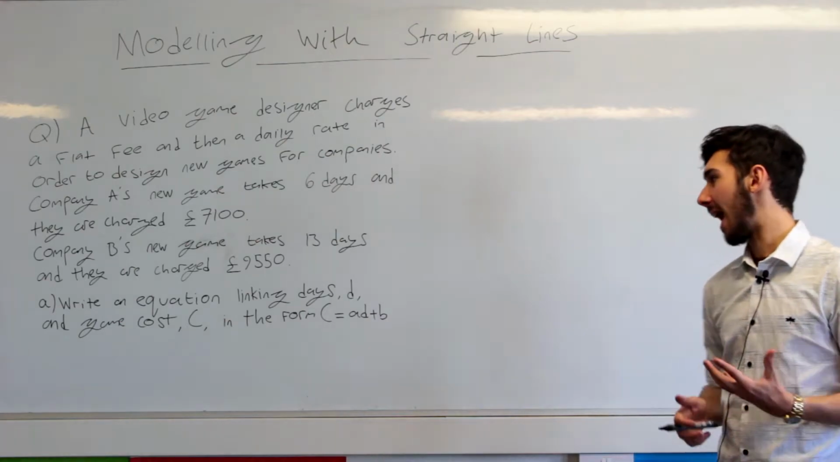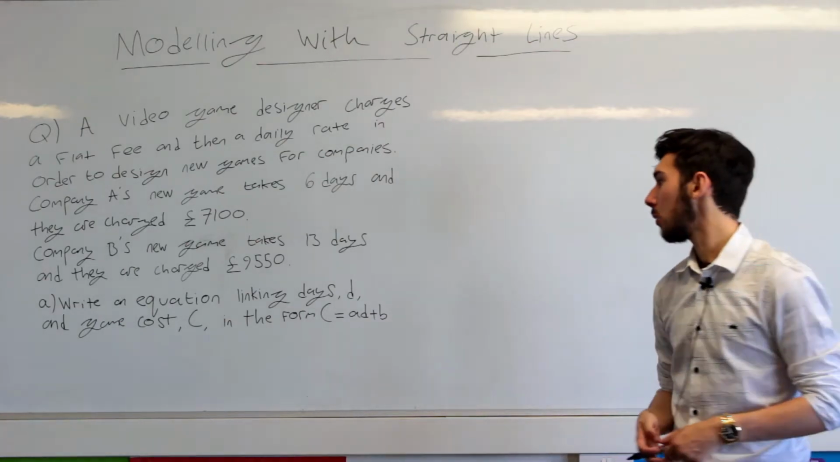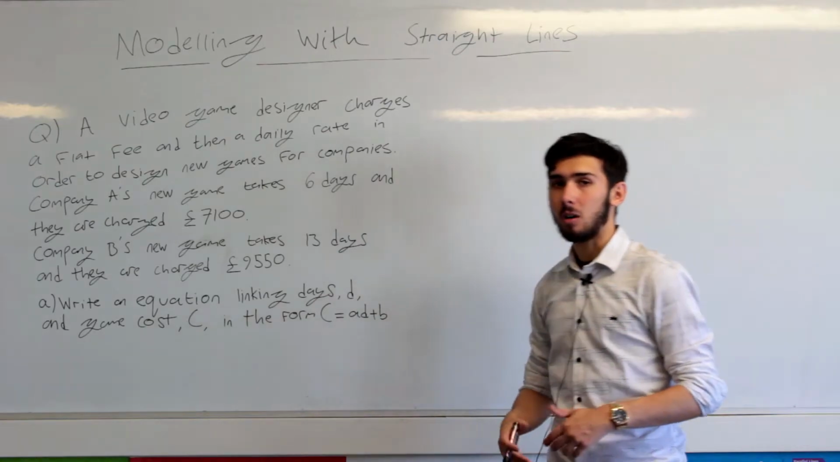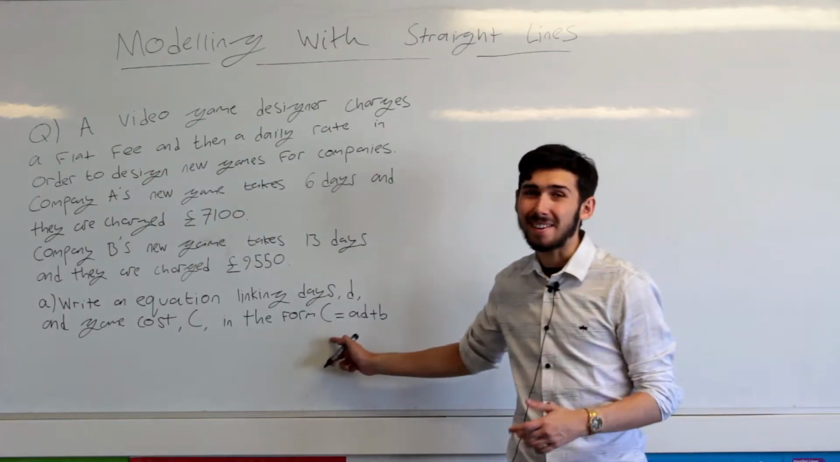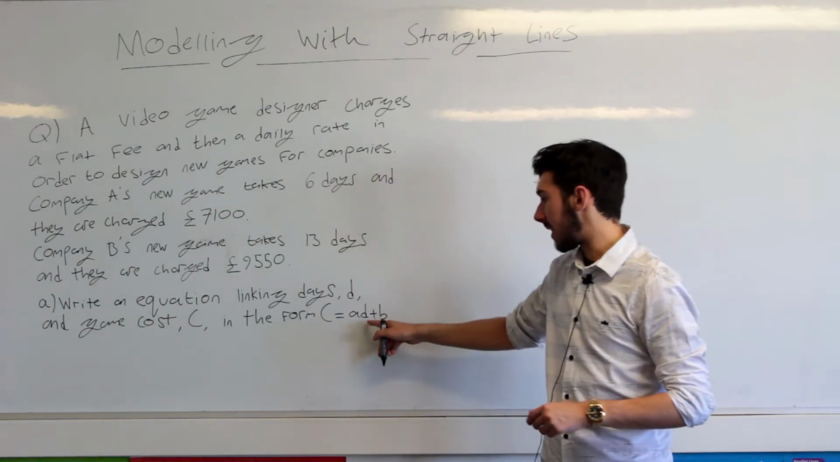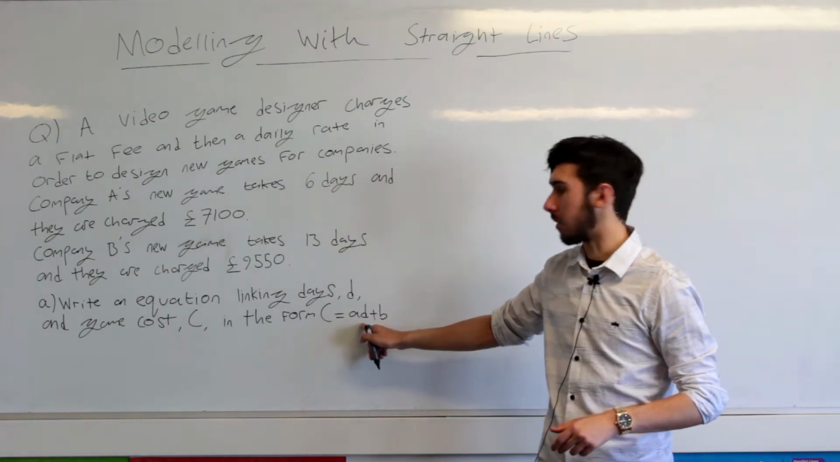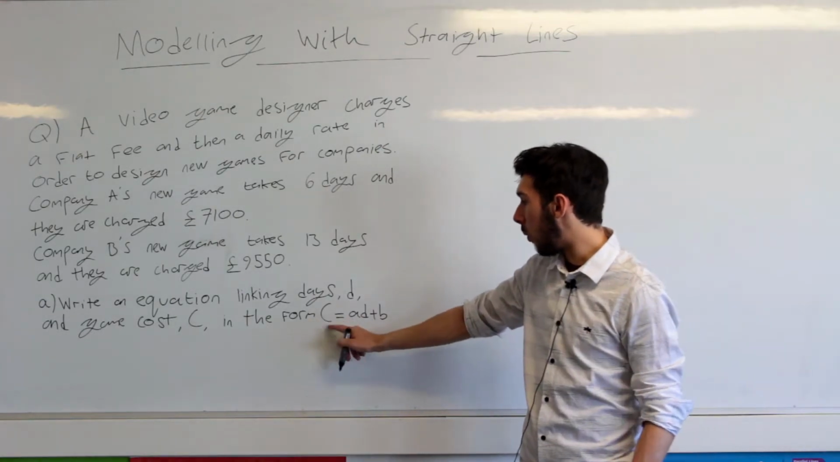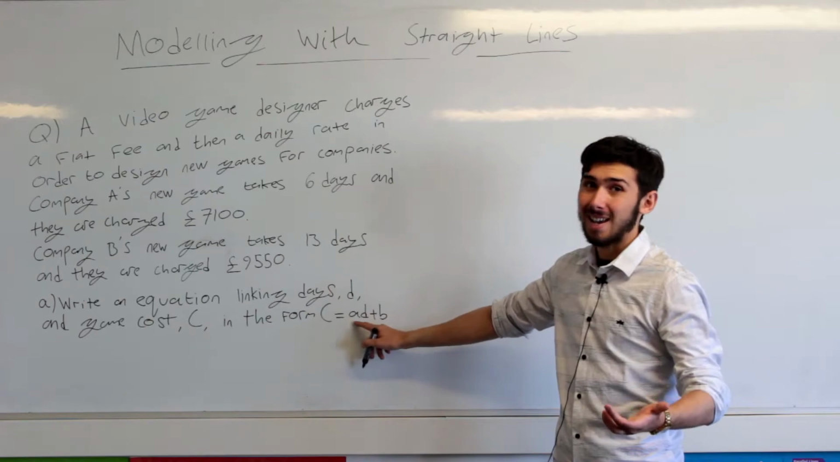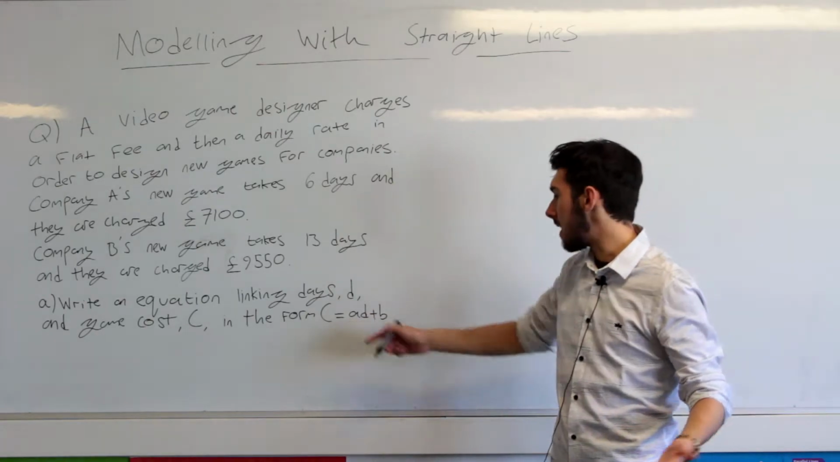So for the record, A and B are constants, whereas C and D are not. C and D are our variables. Basically C here is filling in for our Y and D is filling in for our X. So think of D as X, think of C as Y. So this is in the form Y equals, and what is A? Think about it.